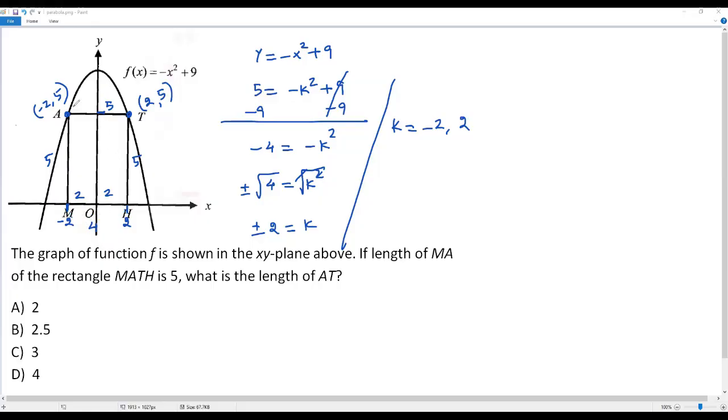Then what is the length of the line segment AT? That is also 4, because MATH is a rectangle, so AT and MH are opposite sides, so they are parallel and also equal in length. Whatever length we have for the line segment MH, the same length we have for the line segment AT. So therefore the length of the line segment AT is 4. We find 4 in answer choice D. The correct answer choice for this question is D.